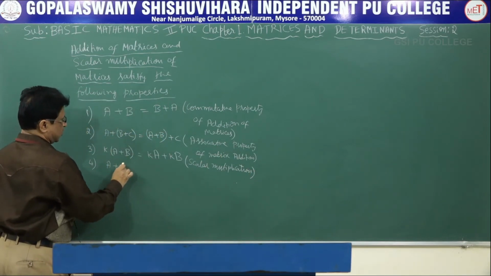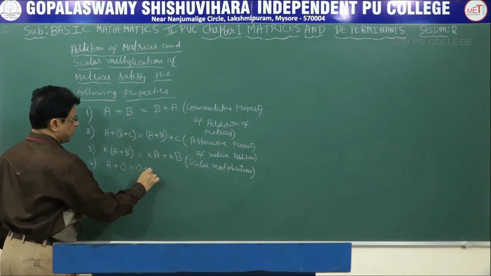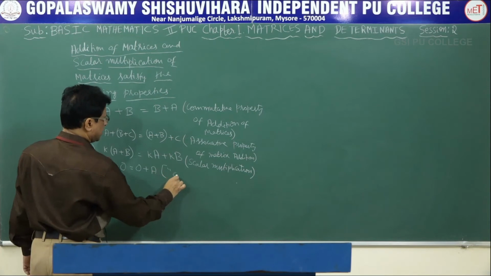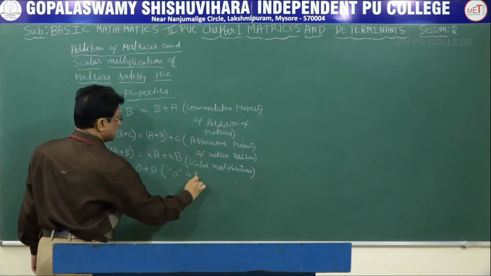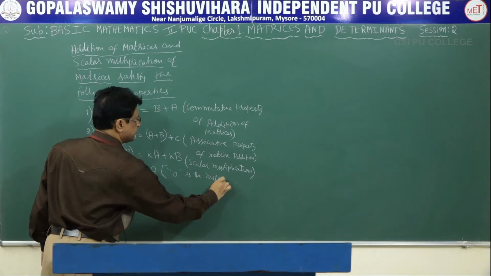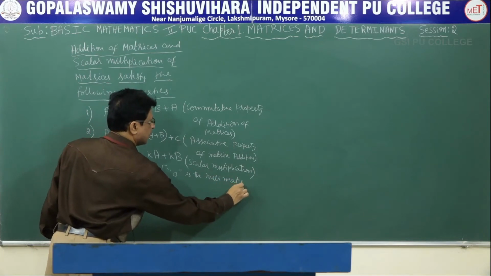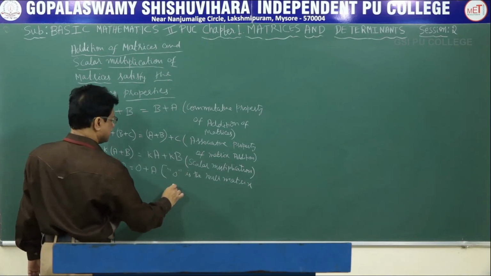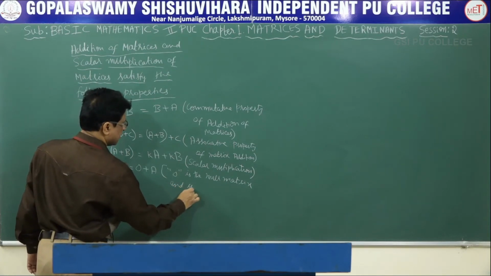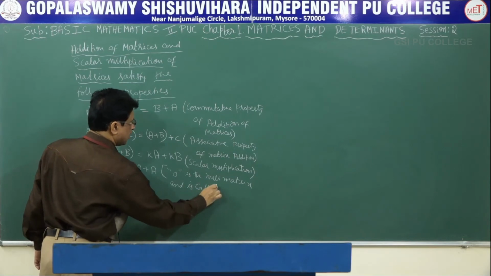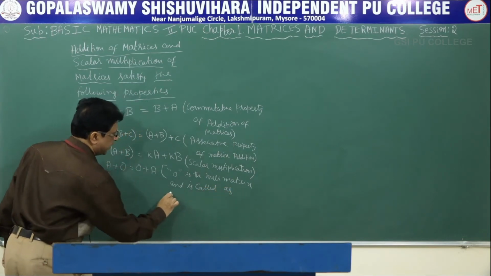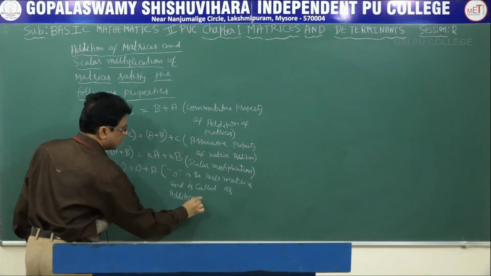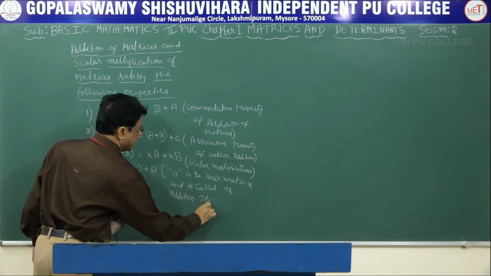A plus O is equal to O plus A. Here O is the null matrix, and it is called as additive identity.